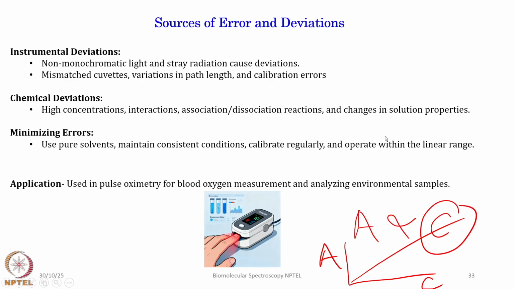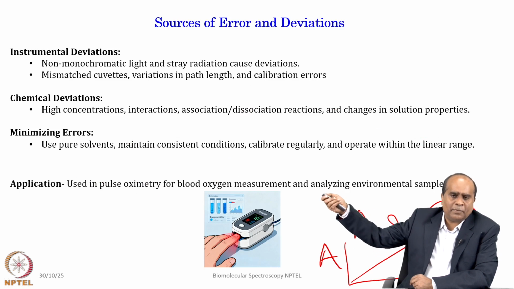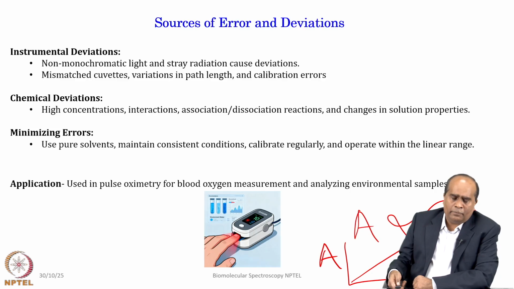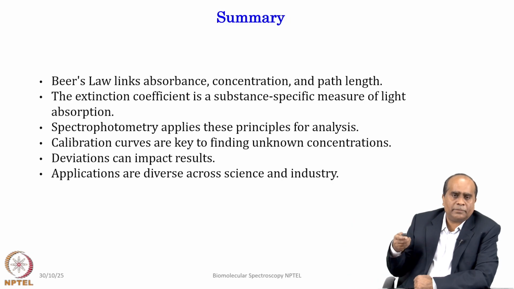Now, as we discussed two classes back, an extremely simple application is the pulse oximeter, right, for blood oxygen measurement, and we can even analyze environmental samples. Nowadays in winter, many cities in North India are polluted. Simply, one can use some of those UV-visible instruments even to measure what kind of unsaturated carbon pollutants are there in the environment, and you can check the environmental sample and how much concentration is there. That also, if you have some unsaturated carbon bonds floating in the air, you can find it out, right.